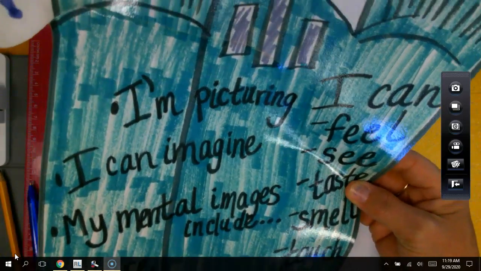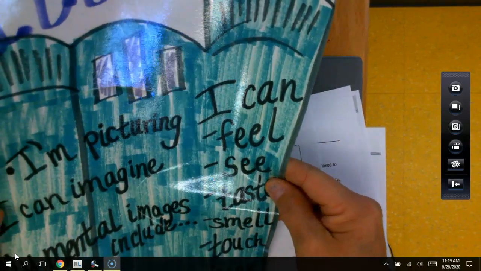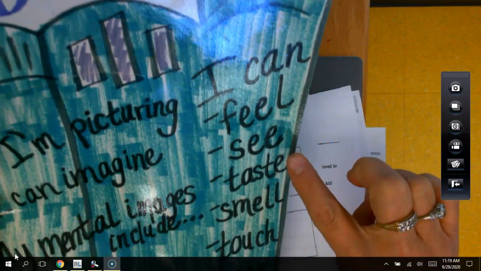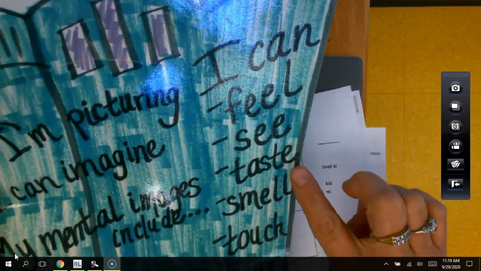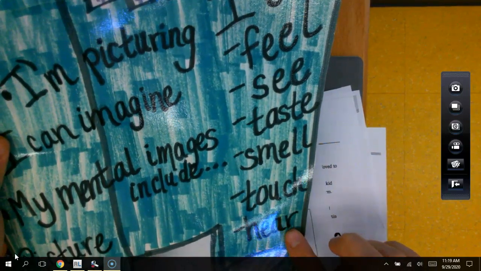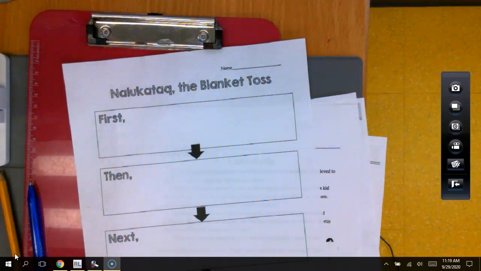And when we use visualization, boys and girls, we use our five senses, okay? When we use our five senses, we can feel, see, taste, smell, touch, and hear. Okay, so that is visualization.